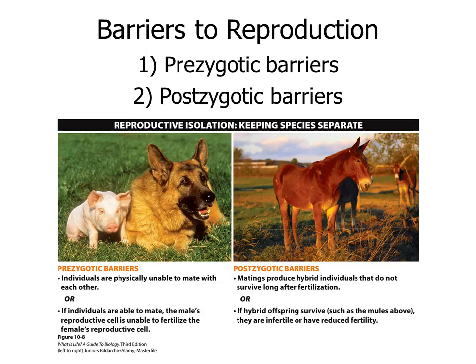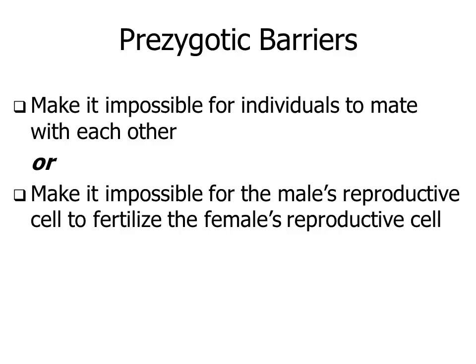You may have heard of mules. Mules are infertile. So that would be a postzygotic barrier, because the offspring can't go on and keep reproducing to make more and more mules. So that would not be a species. And we just talked about that.